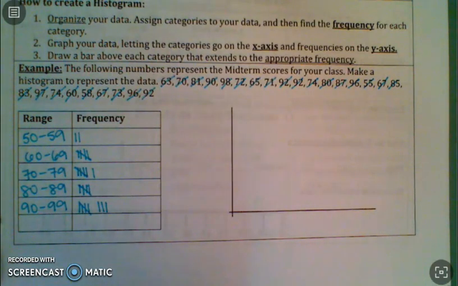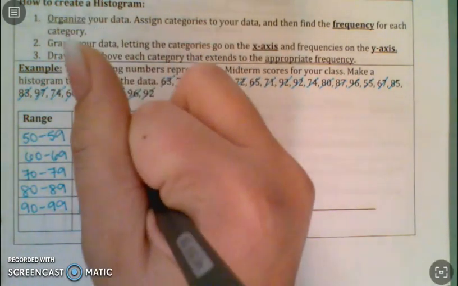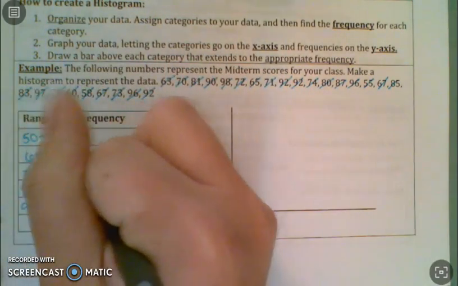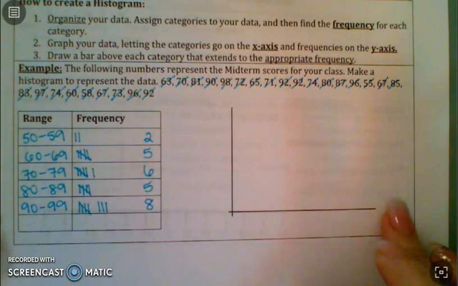Okay, so I have all my tallies. Once we have that, we're going to write the numbers to the sides. So we have 2, 5, 6, 5, 5, 6, 7, 8. So your chart should look like mine. So check that. Okay, now we need to fill this out.